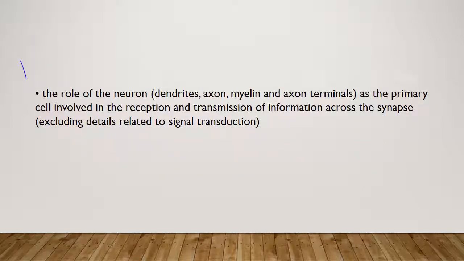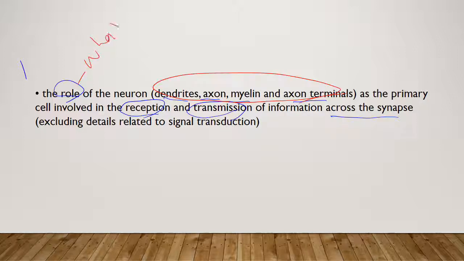So dot point 1 is the role of the neuron, more specifically the dendrites, axon, myelin, and axon terminals, as the primary cell involved in the reception and transmission of information across the synapse, excluding details related to signal transduction. So essentially, what you need to know here is what these structures do. And you need to know that in reference to both receiving and transmitting information across the synaptic gap.